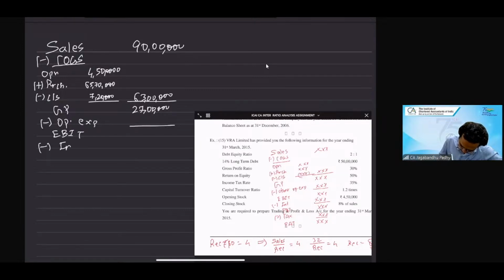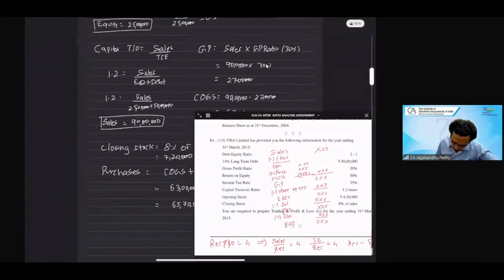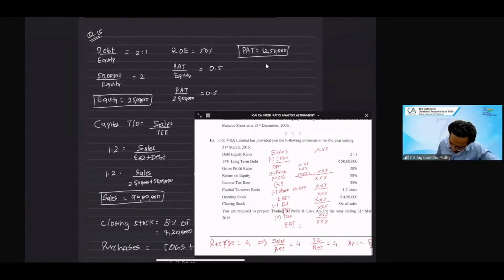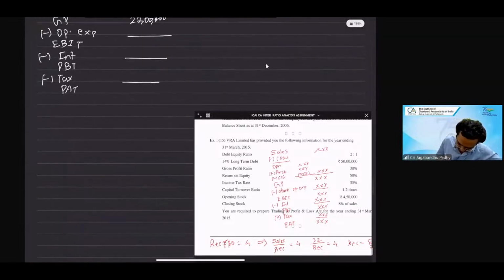From that we should reduce the interest to arrive at profit before tax, and then from that we reduce the tax to arrive at profit after tax. I think we have got the profit after tax figure. Yes, sir. That is 12,50,000. And we know the tax rate also. Tax rate is 35%.